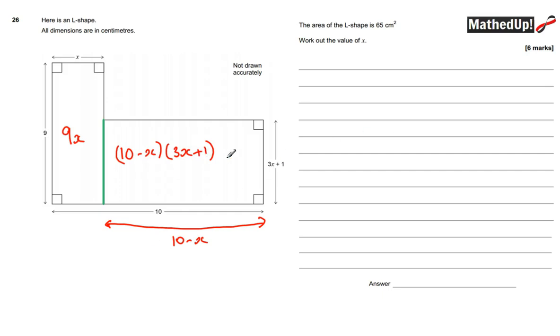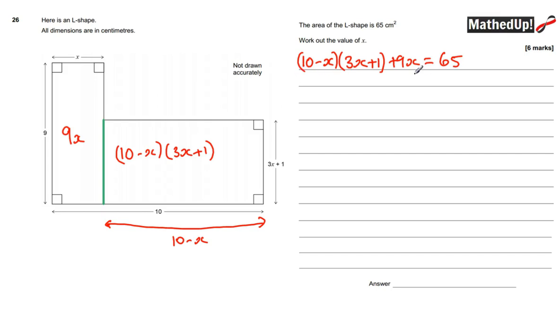So to form an equation then, I need to do the total of the area of the shape, which is given by the sum of these expressions, and I need to make it equal to 65 centimeters squared. So I've got 10 take away x multiplied by 3x plus 1 plus 9x is equal to 65. So my expression is equal to 65, and that turns it into an equation.